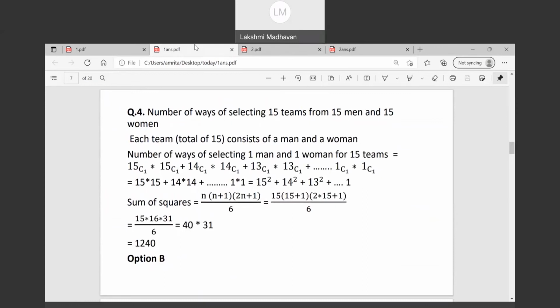It's also given in the question that I need to have a total of 15 teams and each team should have 1 man and 1 woman. So what will happen? There are no other criteria or conditions given in this question. So how are we going to solve this?